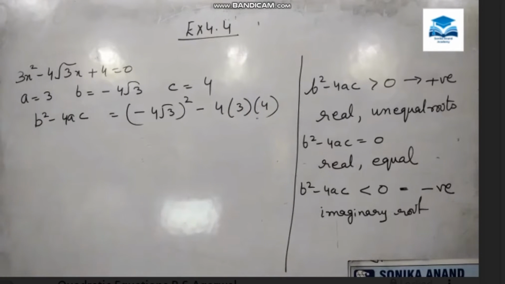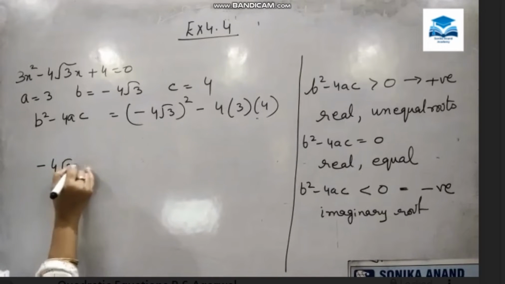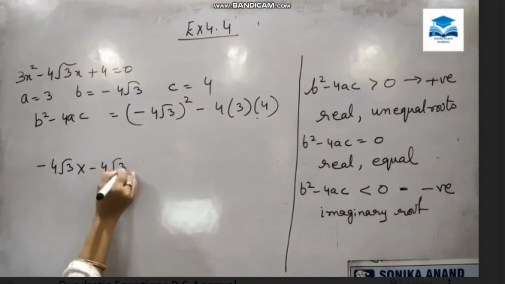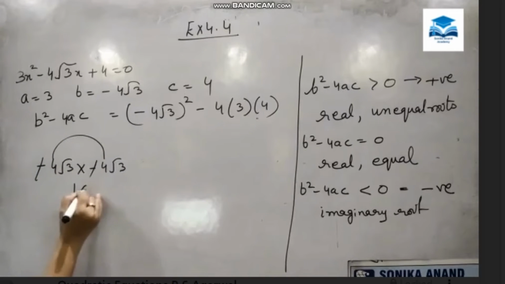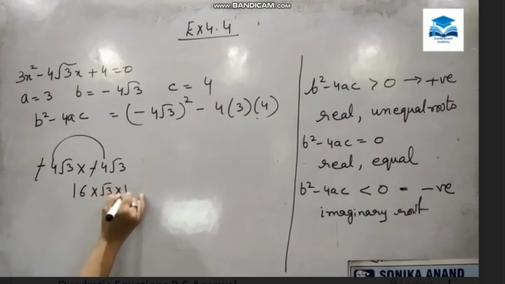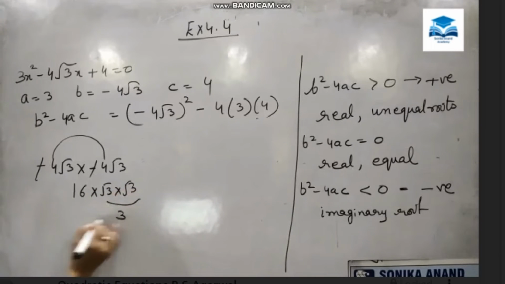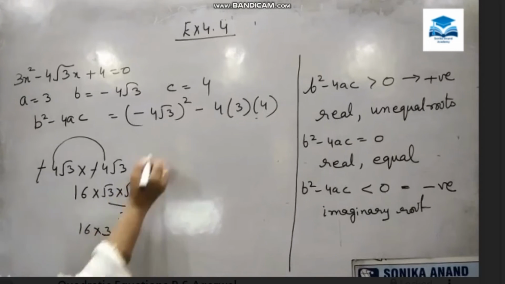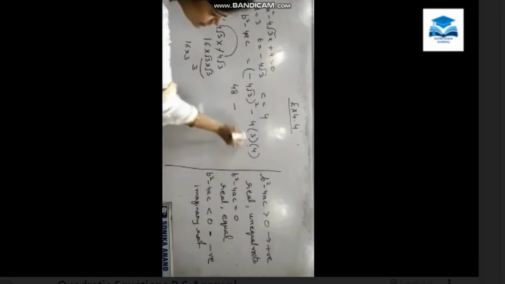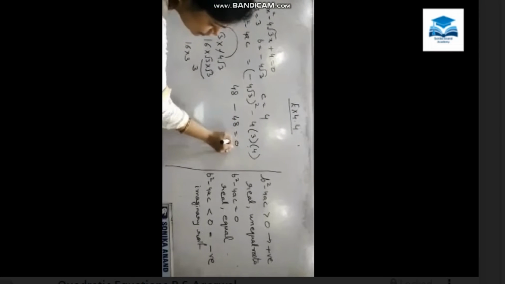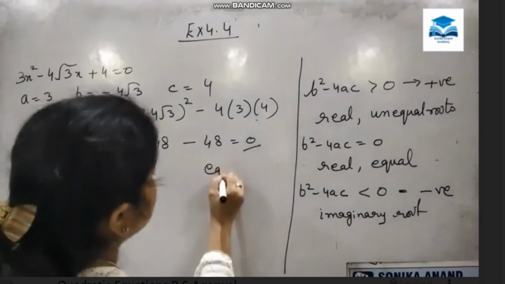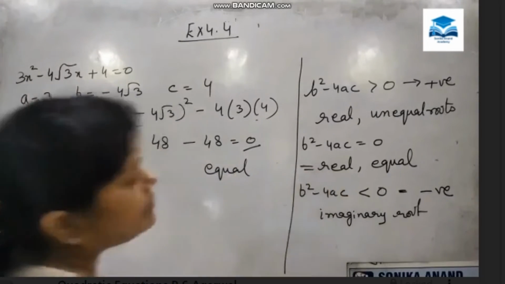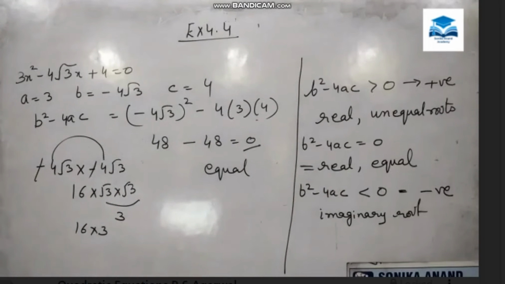Now some children don't know how to solve minus 4 under root 3. Listen, minus 4 under root 3 into minus 4 under root 3. Now 4 and 4 we have to multiply, minus and minus get cancelled. We have 16 under root. So we get 16, equal roots and real roots. Understand? Now next question.